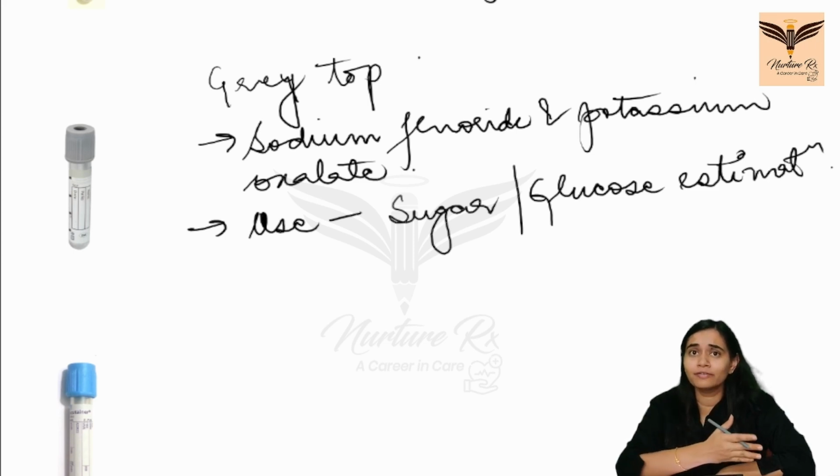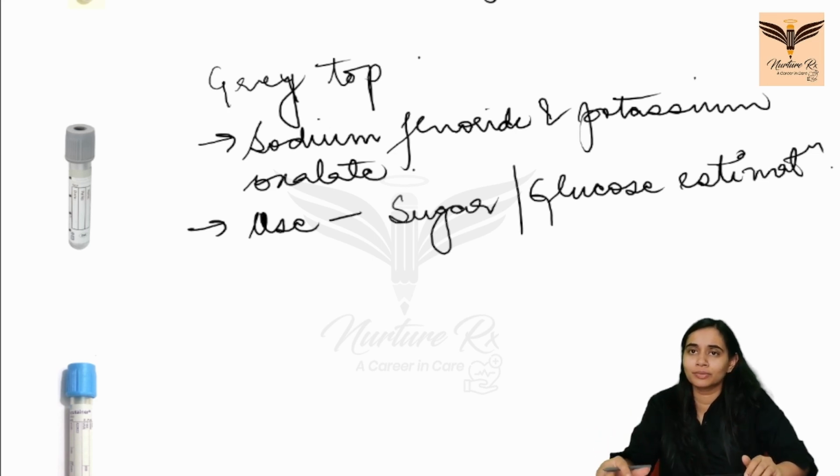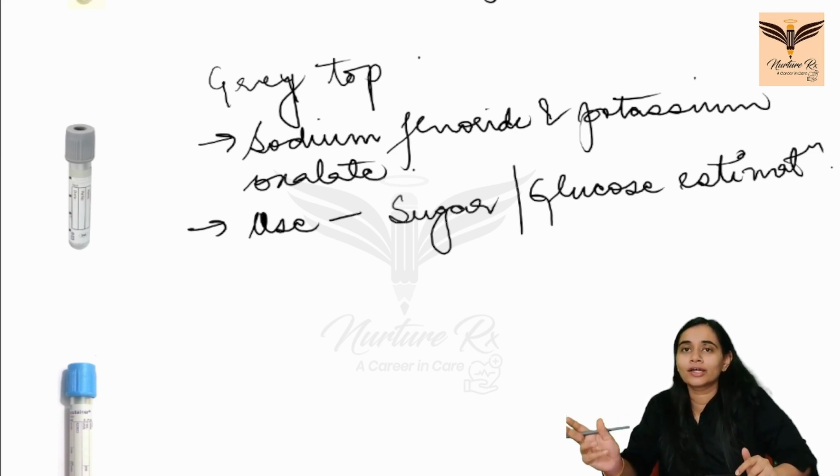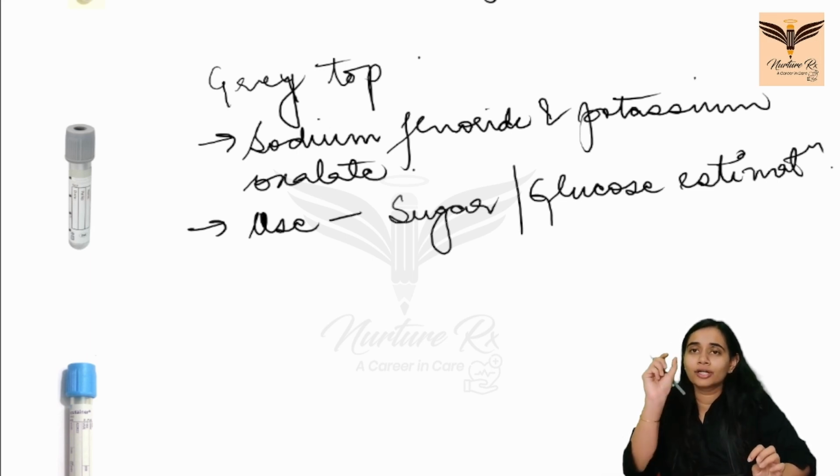So from the point of collection of blood to the point of testing, a good fraction of glucose has already been consumed in your glycolysis, and whatever the result of the investigation that we get will be hampered. So this tube was designed. This is the grey top tube. It has sodium fluoride, as I told you. What does fluoride do? Fluoride blocks the glycolysis.